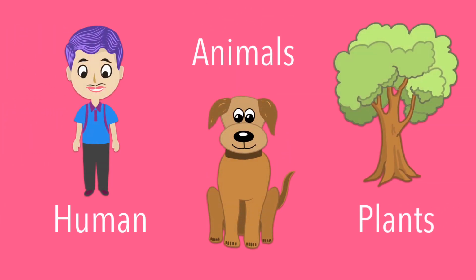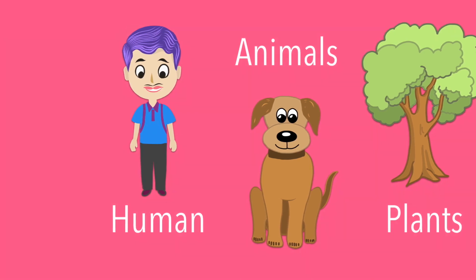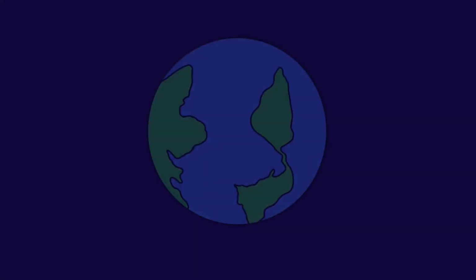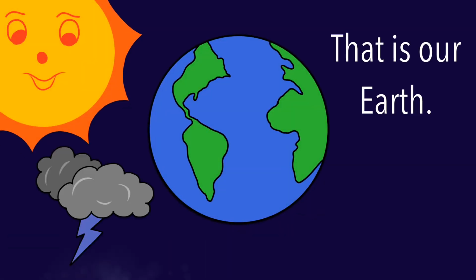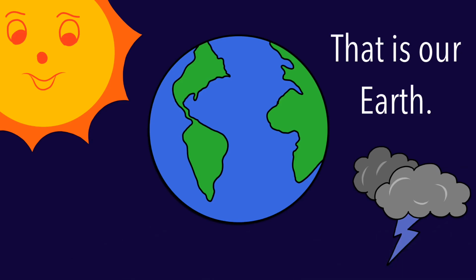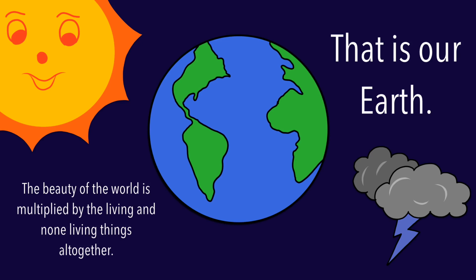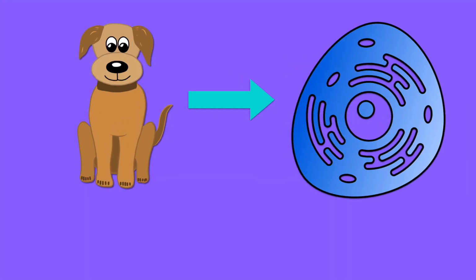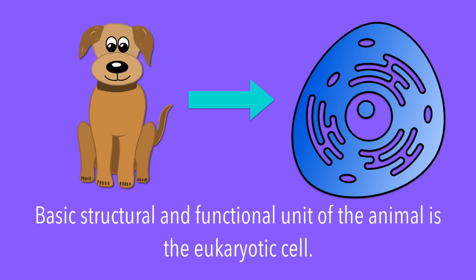Humans, animals and plants, all of them are living in one of the most beautiful planets in the universe. That is our Earth. At this moment also, a person may watch this video from a different part of the world in a different climate. So, the beauty of the world is multiplied by the living and non-living things altogether. Therefore, animals are one of the living groups who contribute to the beauty of nature.